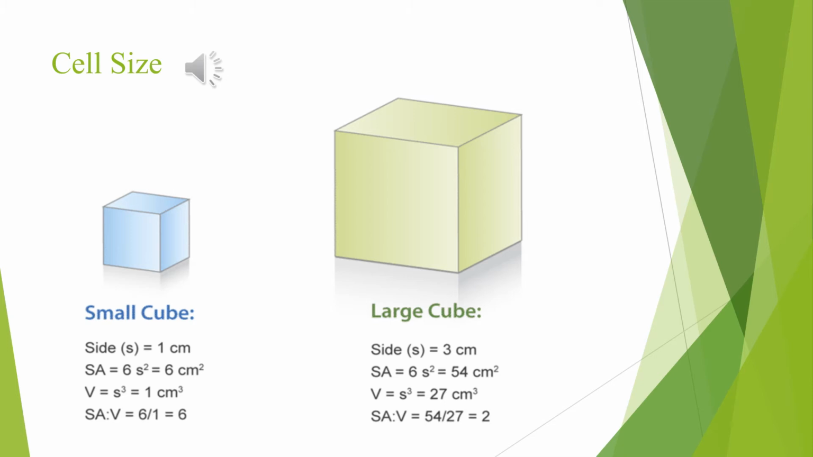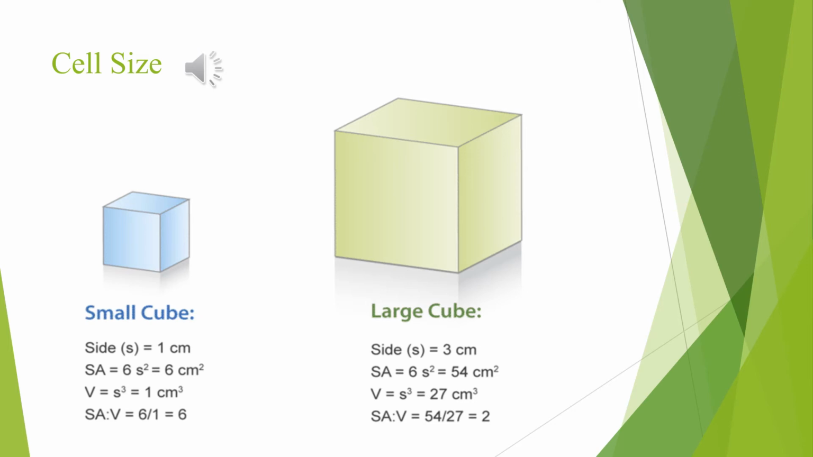For the larger cube, even though it's larger, it has a larger surface area and a larger volume, as expected. Notice the surface area is 54 and the volume's 27. But when you divide 54 by 27, the surface area to volume ratio, you get 2. So the smaller cube has more surface area to volume than the larger cube. Even though the surface area and volume are larger, the smaller cube has a higher ratio.